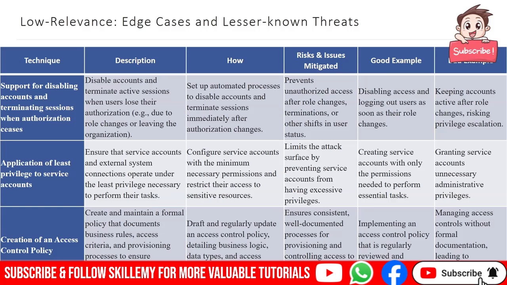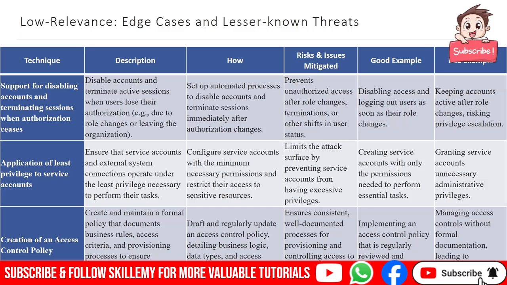Lastly, the creation of an access control policy is a foundational step for ensuring that access control across the organization is consistent and well documented. This policy should detail the business rules, access criteria, and processes for provisioning and controlling access to sensitive resources. It should outline who can access specific data types and under what conditions, as well as the processes for granting, revoking, and auditing access. Having this policy in place helps ensure that access control decisions are aligned with both business needs and security best practices.